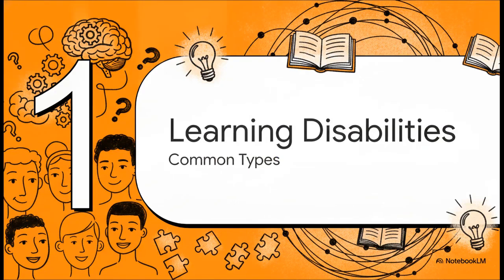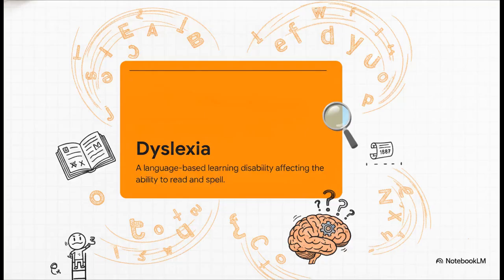All right, Part 1, Common Learning Disabilities. Setting up a solid baseline vocabulary here is absolutely crucial for everything else we're going to talk about today. First up, we have dyslexia. Now, at its core, this is a language-based learning disability. It shows up as a severe impairment in a person's ability to read and spell.